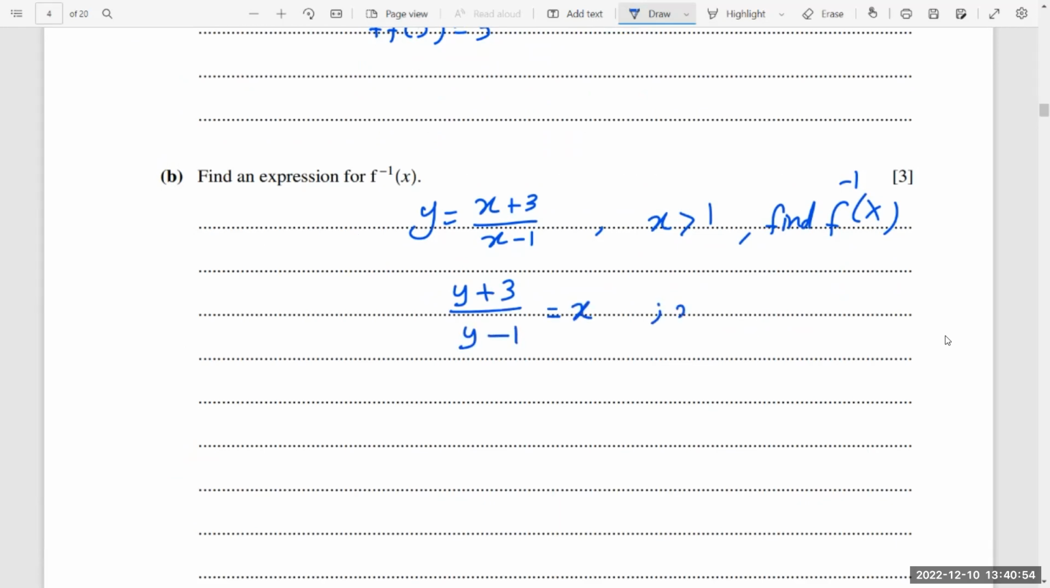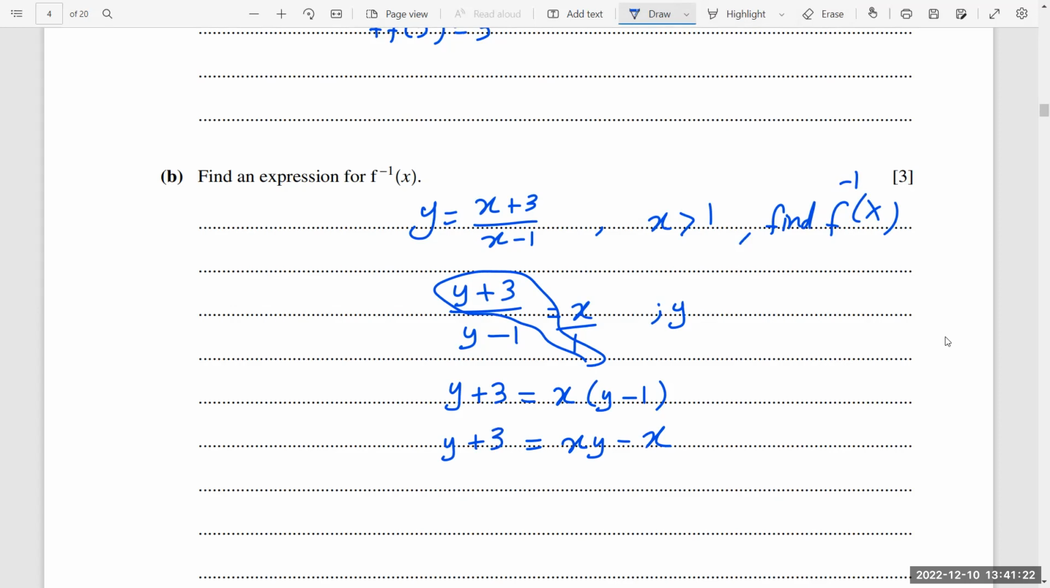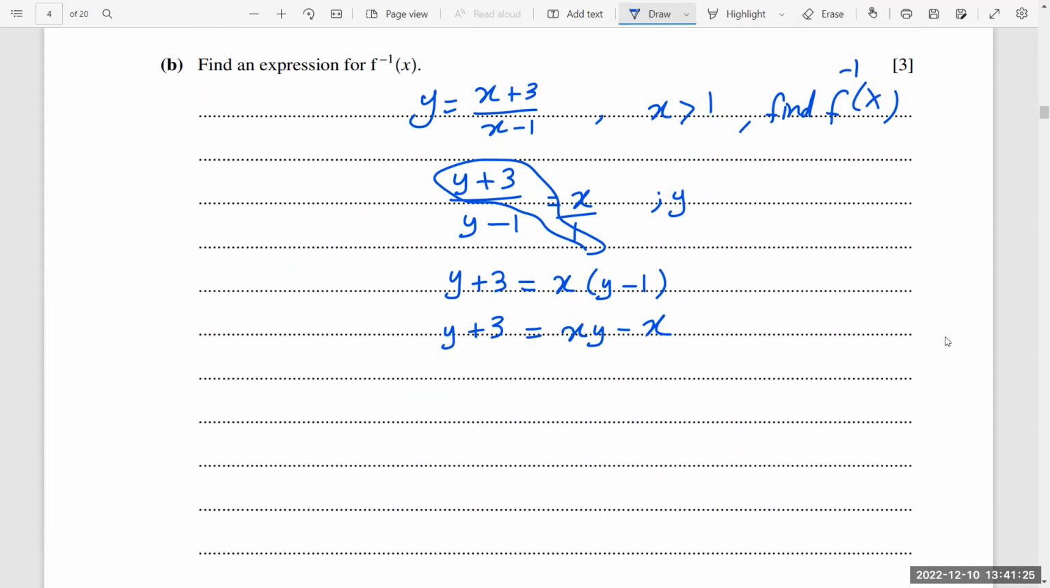After that, solve this equation with respect to y. By cross multiplication, I have y plus 3 is the same as x times y minus 1, which is xy minus x. After that, I can collect y on one side. So I write xy minus y is equal to x plus 3.